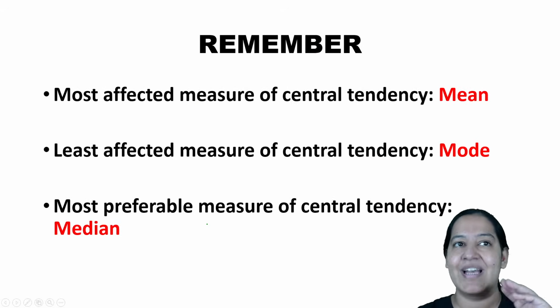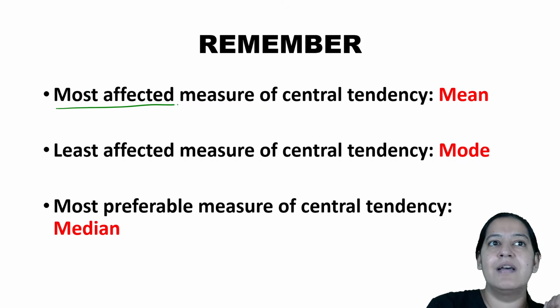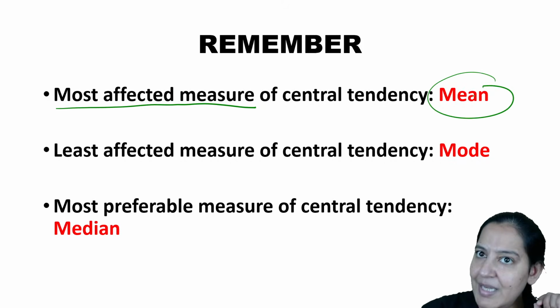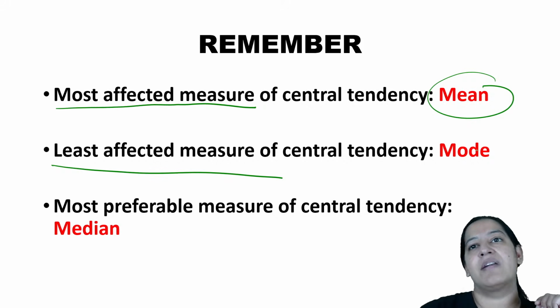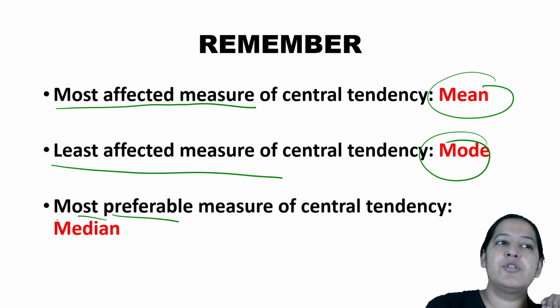So in case of extreme values, the most affected measure among them is the mean. The least affected measure of central tendency is the mode. But the most preferable to calculate is the median.